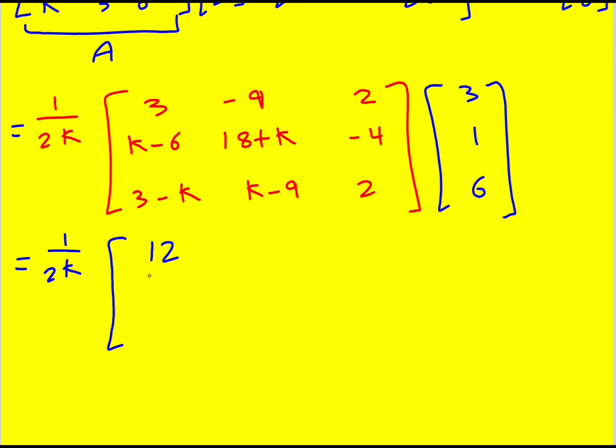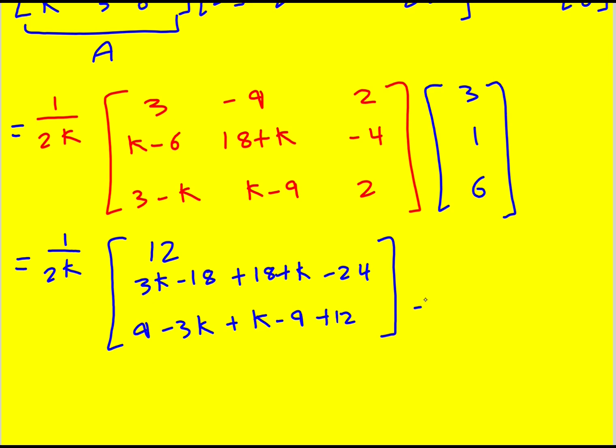Then, okay, I'm going to write this one out in full. I'm going to get 3k minus 18 plus 18 plus k minus 24. Deal with that in a second. And then 9 minus 3k plus k minus 9 plus 12. Then here I get 12. These 18s are going to cancel. I'm left with 4k minus 24. Here the 9s cancel. Got 12 minus 2k.